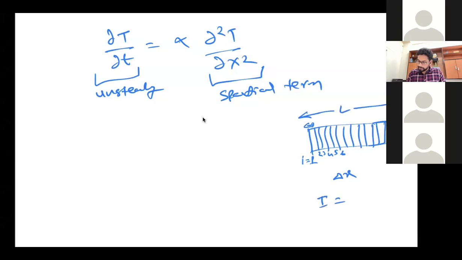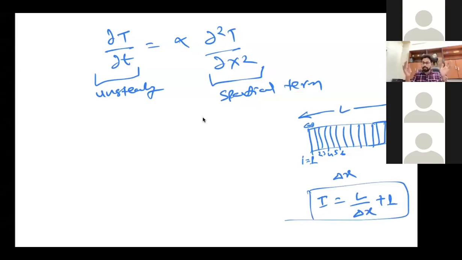I should be L by delta x. And we need to add plus 1, because the number of elements is actually 1 less than the points, right? So this should be I. So what is the total length divided by delta x, that grid size, and then plus 1. Okay, and now we will write this equation for each particular grid. So that's for length scale.